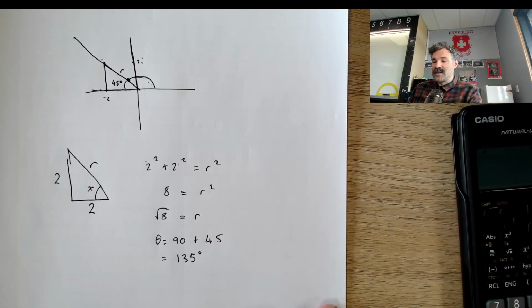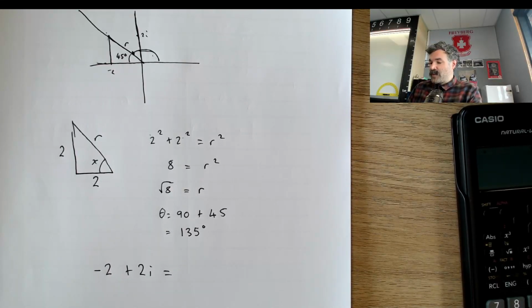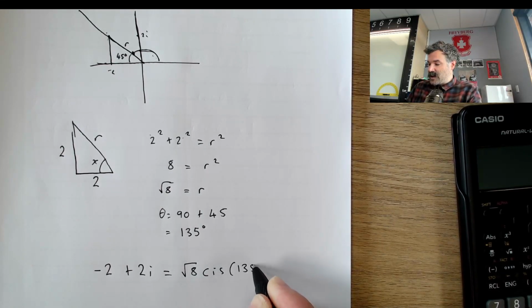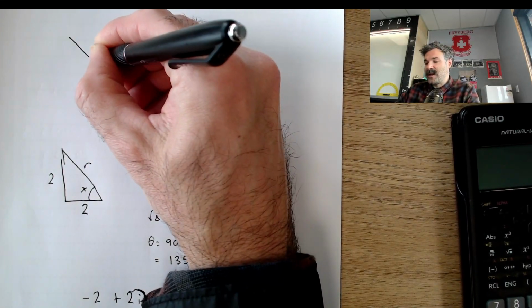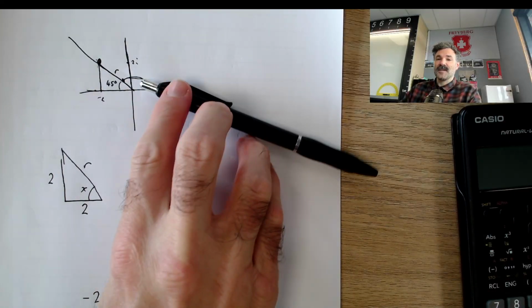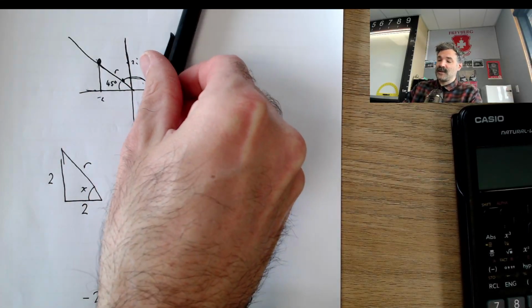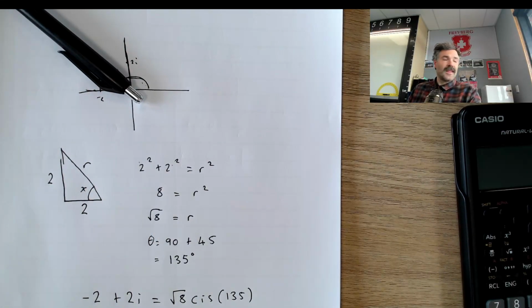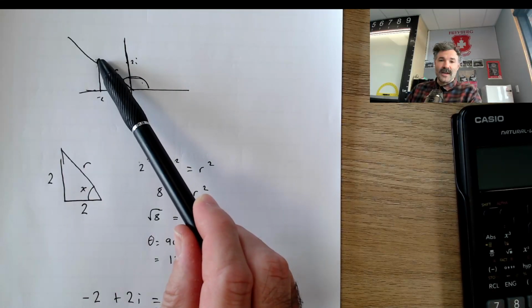So my final answer, if I wanted to convert minus 2 plus 2i into polar form, it's going to be the square root of 8 cis of 135. So what we've actually said is that this complex number right here, if you started on this line here and you traveled an angle of 135 degrees, that would get you onto that line. And then I'm telling you to travel a distance of the square root of 8 in that direction, and you would end up at that complex number right here.